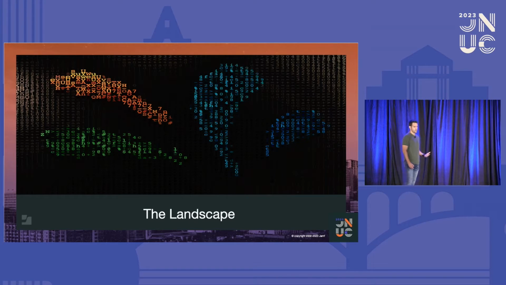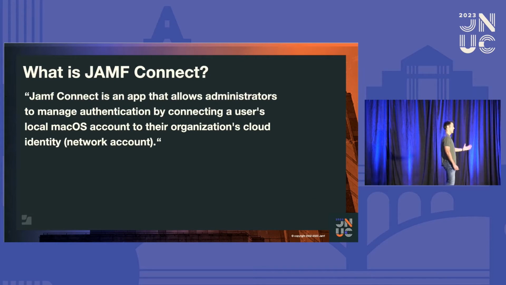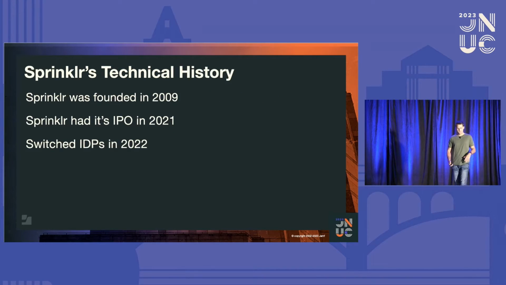What are we deploying to? So let's get this out of the way. What is Jamf Connect? For those who are in this presentation, you should probably know what Jamf Connect is, so I'm going to set a baseline. Jamf Connect is an app that allows administrators to manage authentication by connecting a user's local macOS account to the organization's cloud identity, i.e. network accounts. I know I said I wouldn't read from the documentation. I promise this is the only time I'm going to do it. Let's talk about what we're deploying to.